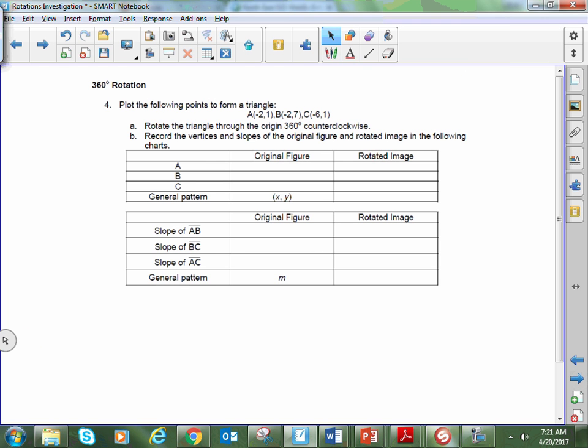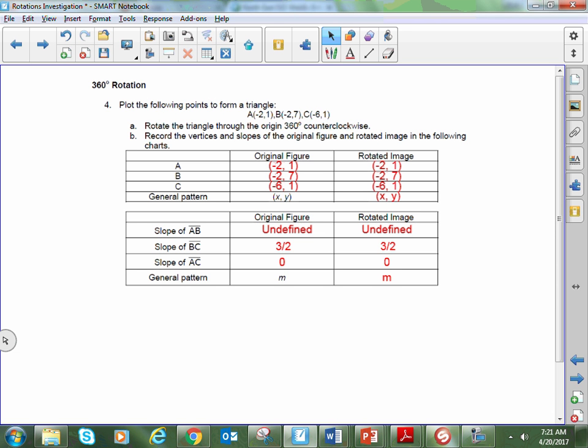Now here, this one is easily the most obvious one that we should have had. If I rotate something 360 degrees, I wind up back where I started, meaning that the coordinates of the original figure, the pre-image, and the image are identical.